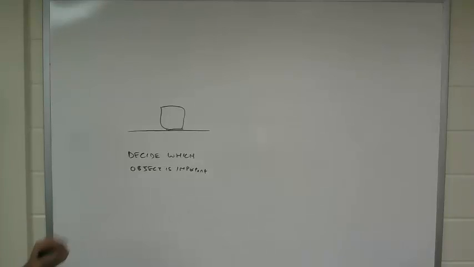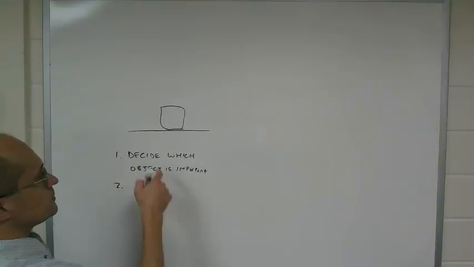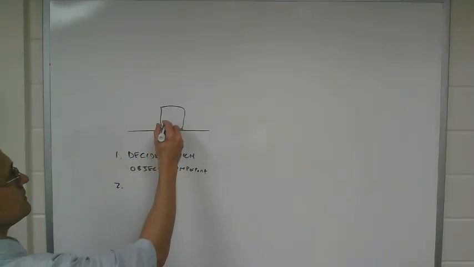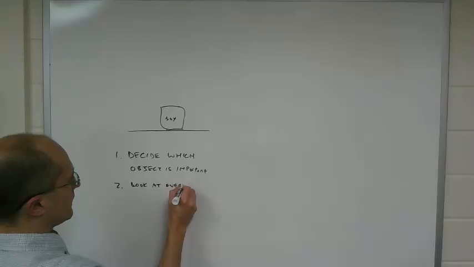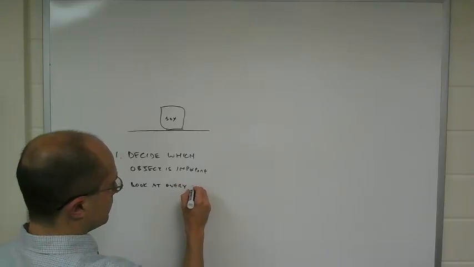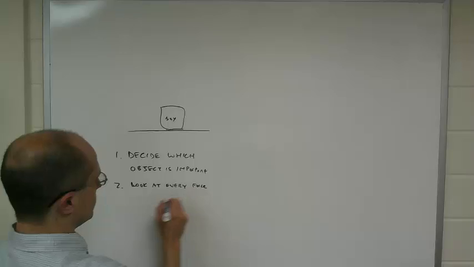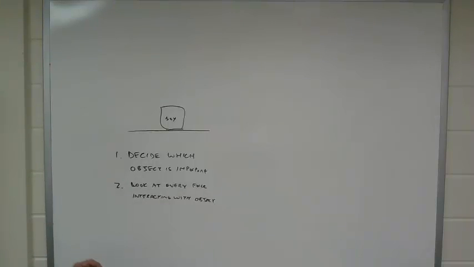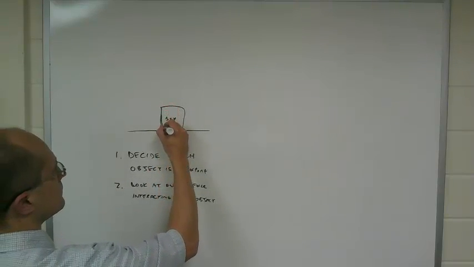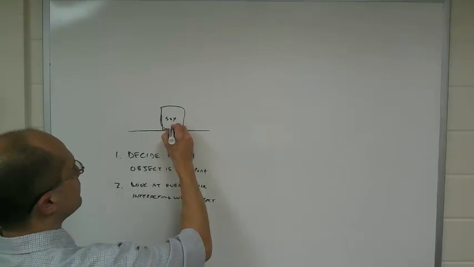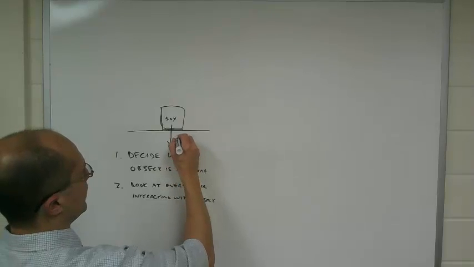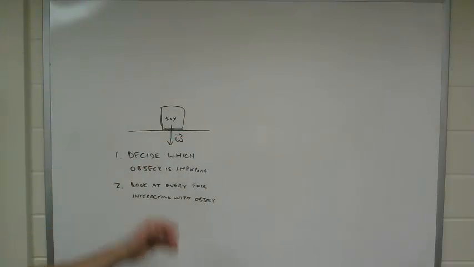Then all we care about, once we've picked our object, so let's say our object is the box, we look at everything interacting with the box, every force that interacts with the box. We don't care about what our object does to anything else, we just care about what's happening to our object. In this case, when we look at our box, we say, well, the object has some weight. We draw our weight vector straight down.